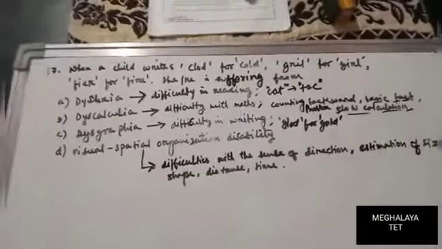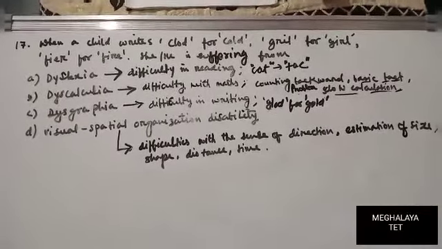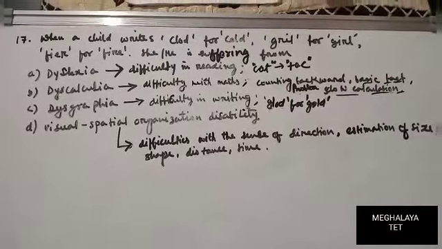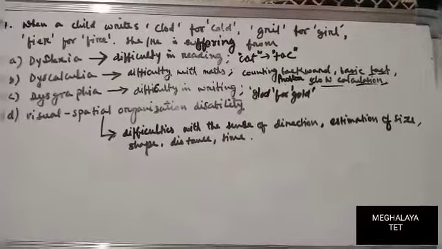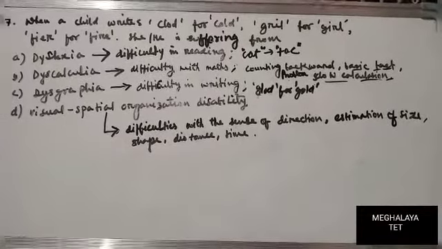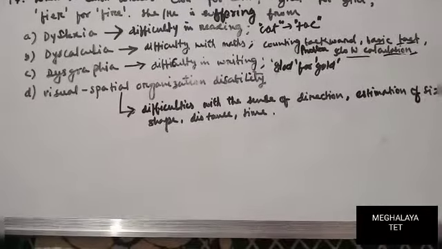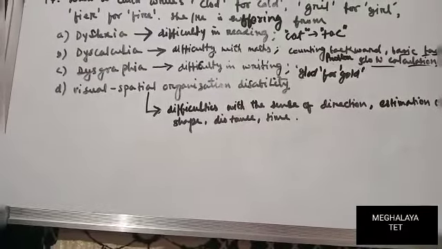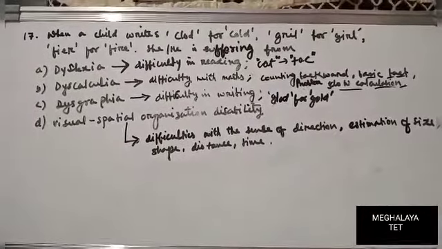So in question number 17, the question is: when a child writes CLOD, cloth for cold, grill for girl, fear for fire, he or she is suffering from which condition? They have given four options: dyslexia, dyscalculia, dysgraphia, visual spatial organization disability. So out of these four options, which option is the correct one?